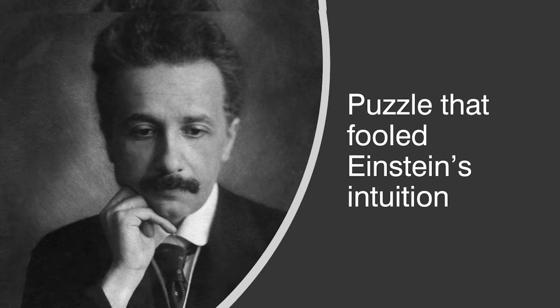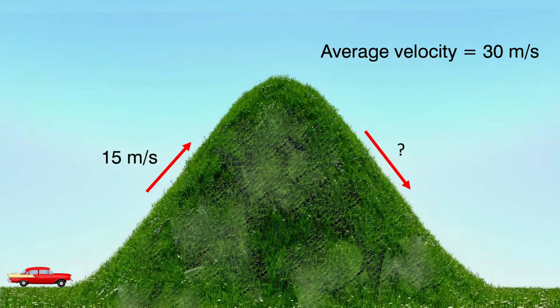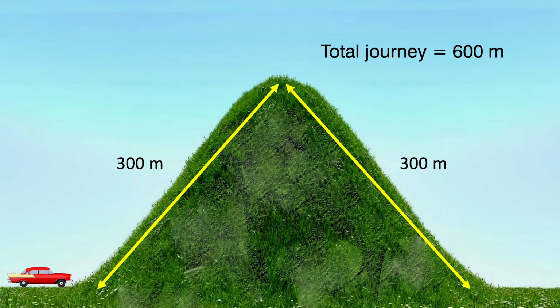Here's a cute little puzzle that fooled Einstein. Will this fool you too? Imagine this blue car going up a hill at 15 meters per second. At what speed must the car travel down the hill so that its total average velocity is 30 meters per second? You can assume that the distance going up is 300 meters, going down is 300 meters, and so the total travel distance is 600 meters.